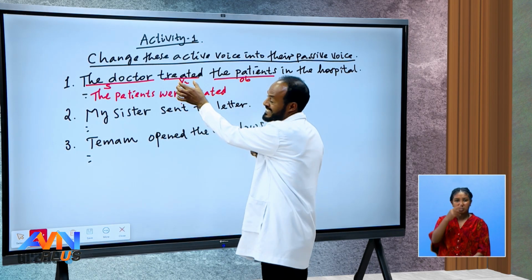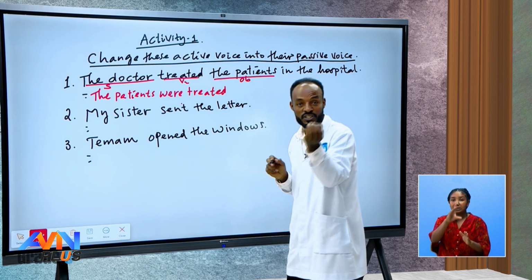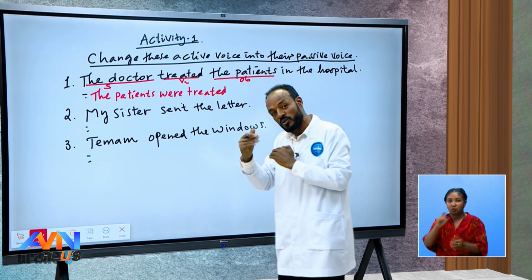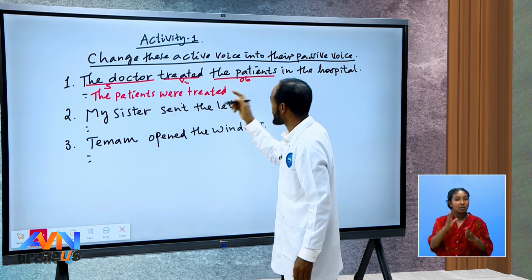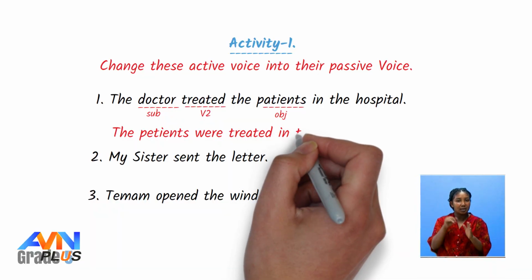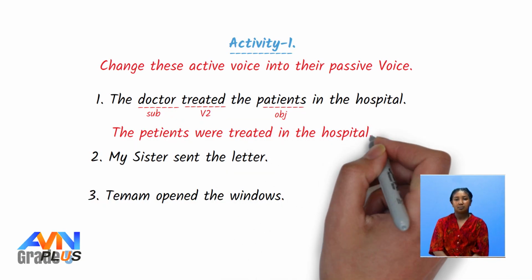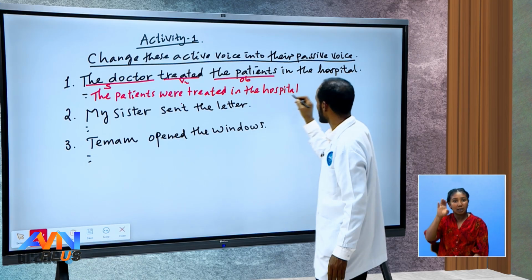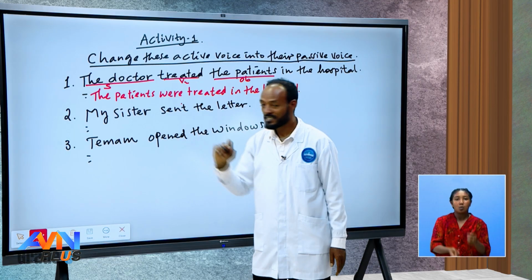Because this one is a regular verb. Regular verb means the verb which takes D, ED or IED when we change into verb 2 and verb 3. Good. The patients were treated in the hospital. In the hospital. The complement should be written in the hospital. Nice. What about the second one?